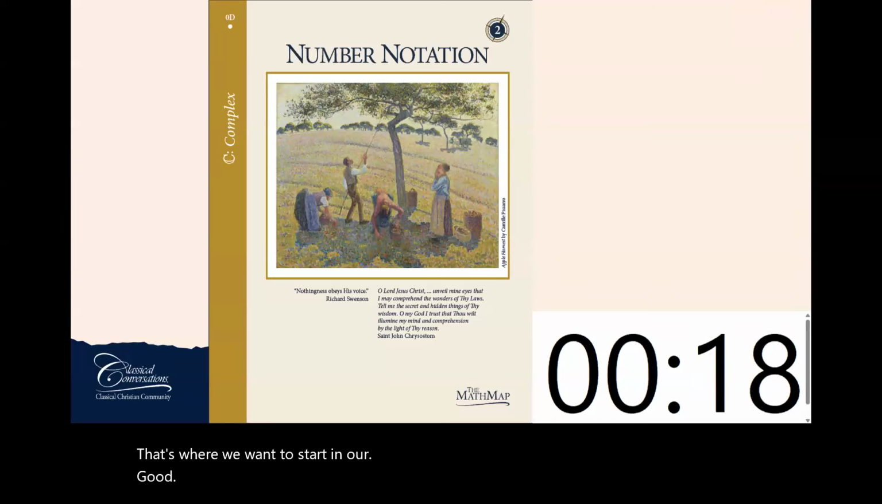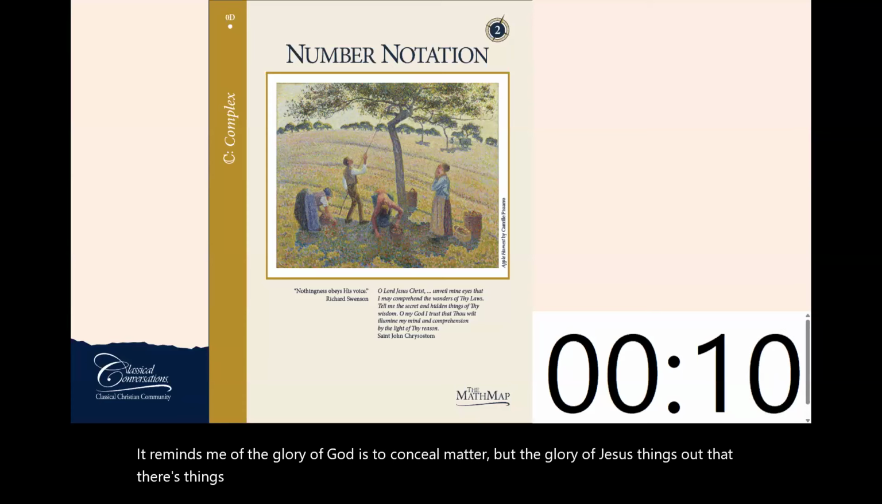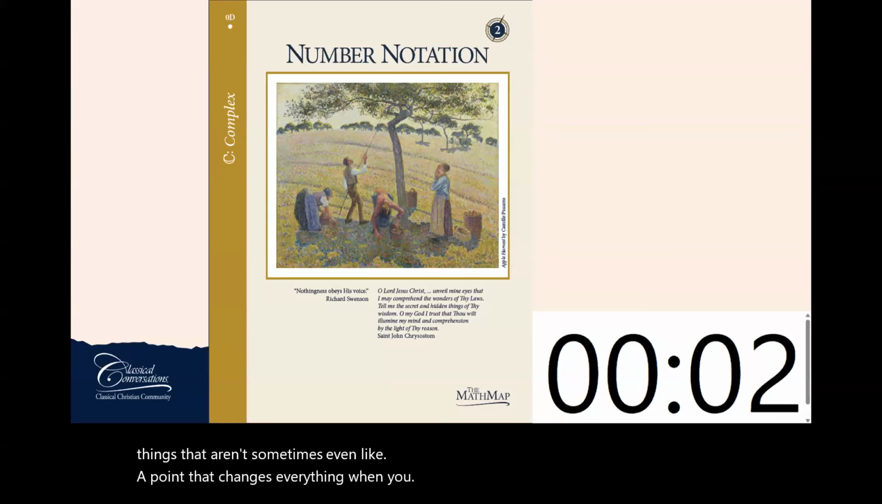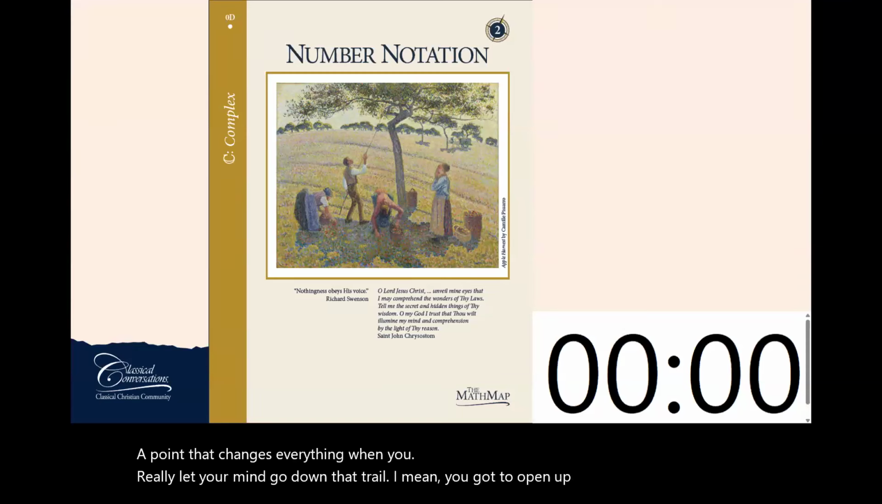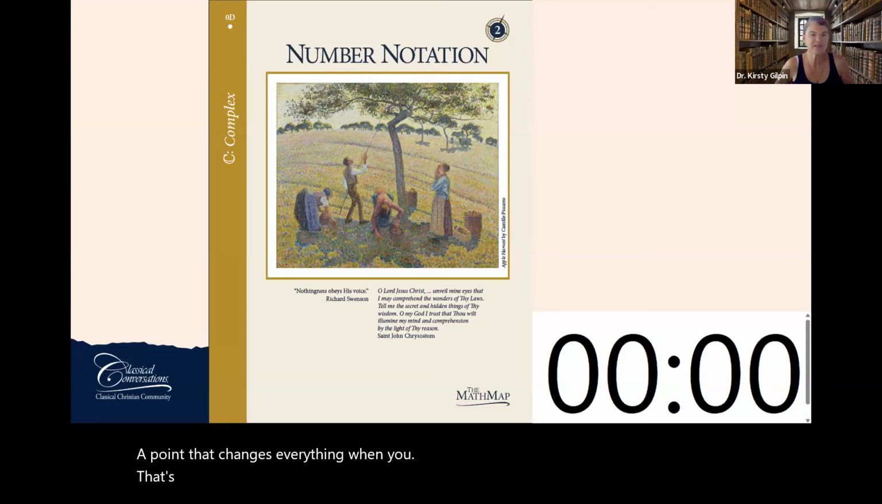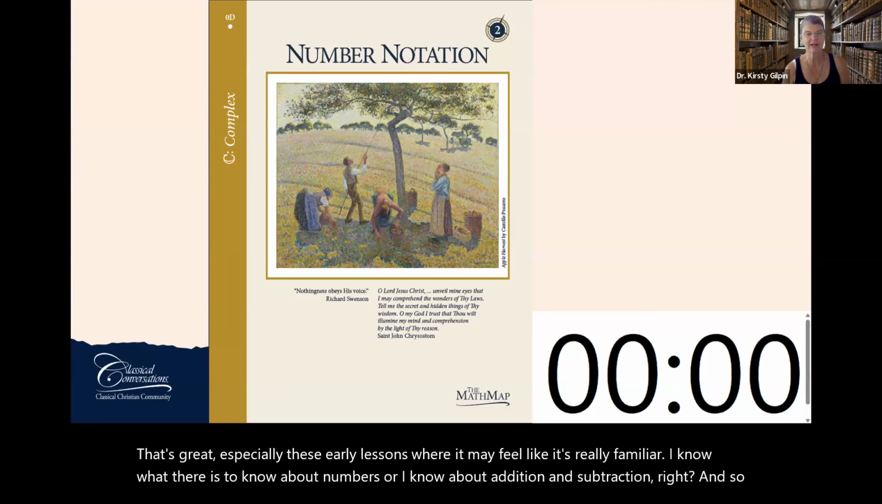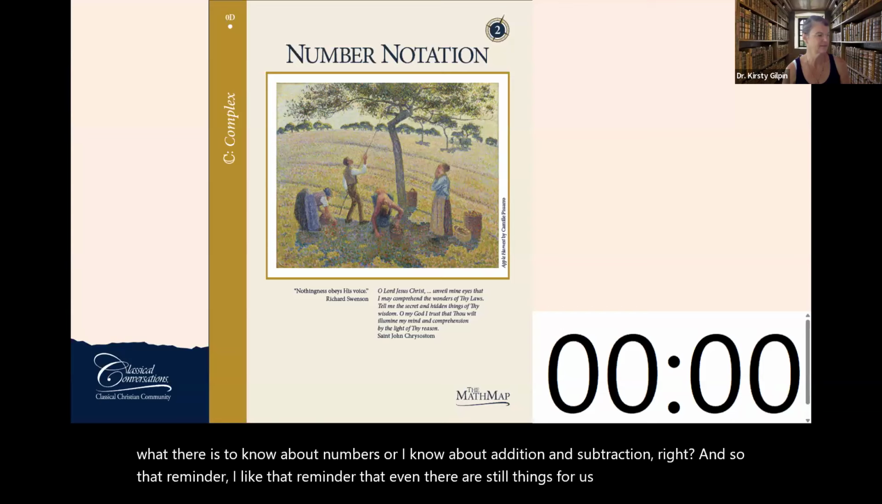It reminds me of the glory of God is to conceal a matter, but the glory of kings is to search things out. There are things that we sometimes even forget to think about, like nothing or a zero or a point, that changes everything when you really let your mind go down that trail. And we need God to open up our eyes to see all the things that we haven't even thought about yet. That's great. Especially in these early lessons where it may feel really familiar. I know what there is to know about numbers, or I know about addition and subtraction, right? So I like that reminder: there are still things for us to discover.